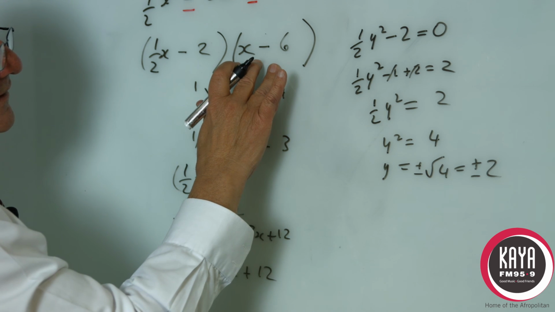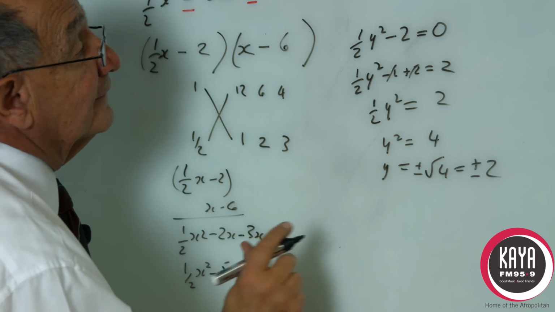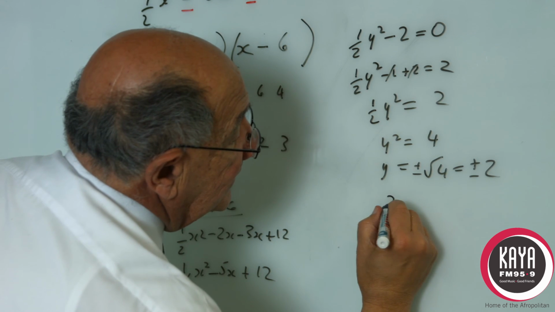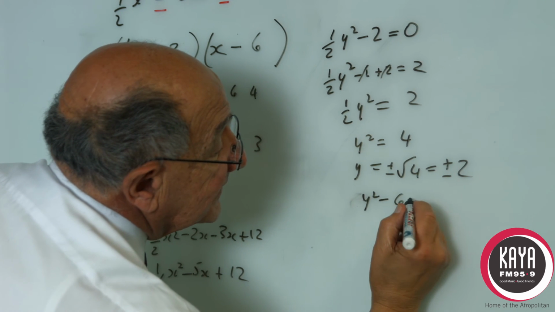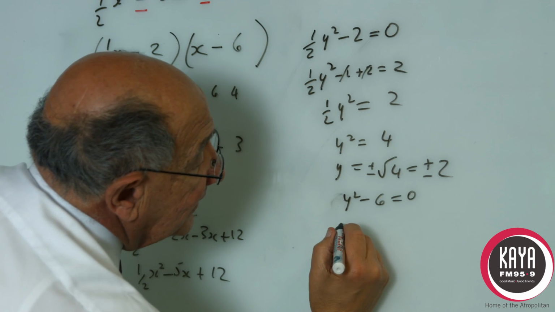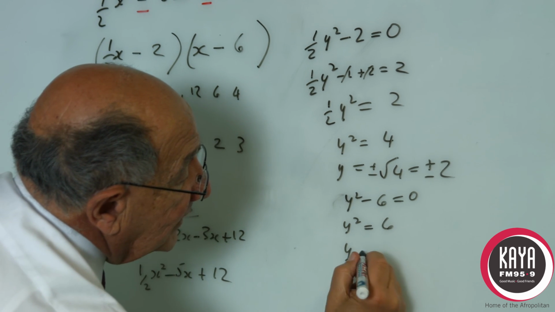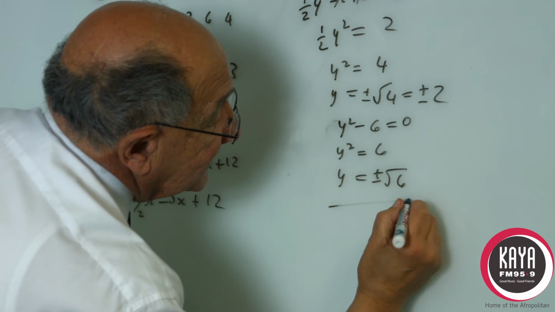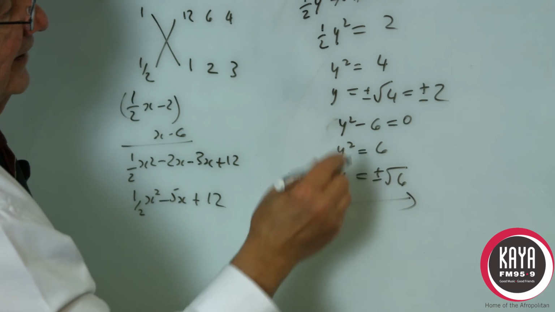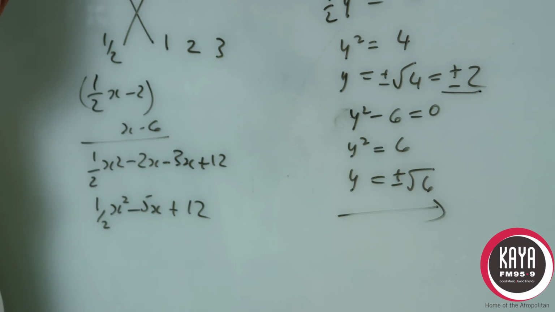And the other roots here will be that you have y squared minus 6 equals 0. Therefore, y squared is equal to 6. And y is equal to plus or minus the square root of 6. So here are our 4 answers, plus or minus 2 or plus or minus root 6.